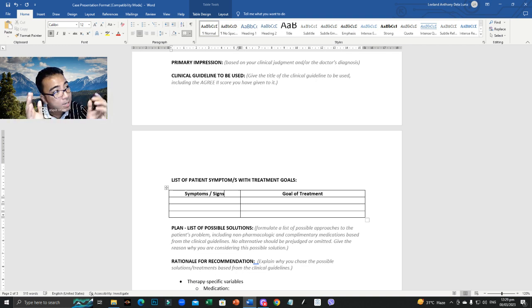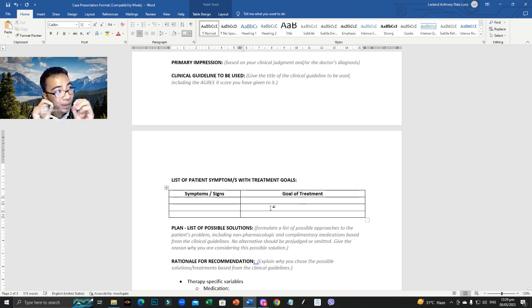Alright? Basta class, kung ano yung symptom ng patient, ano yung goal ng treatment mo? Halimbawa, ang symptoms ng patient is may fever, so kailangan to alleviate the fever or to normalize the temperature. Patient has bacterial infection, say for example, so anong goal of treatment natin dito? Ilalagay natin dito would be elimination of the bacteria. Right? So again, this one depends on the case nyo.